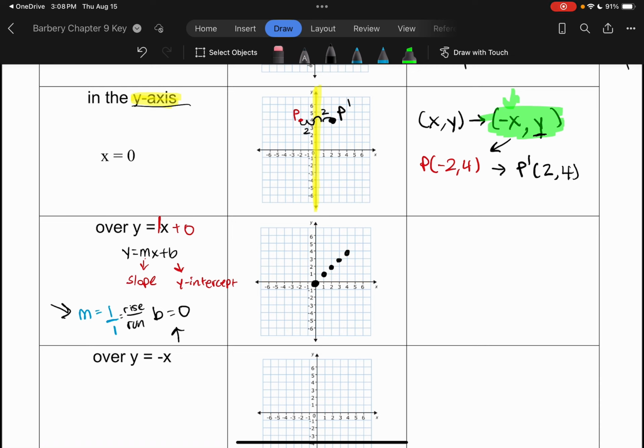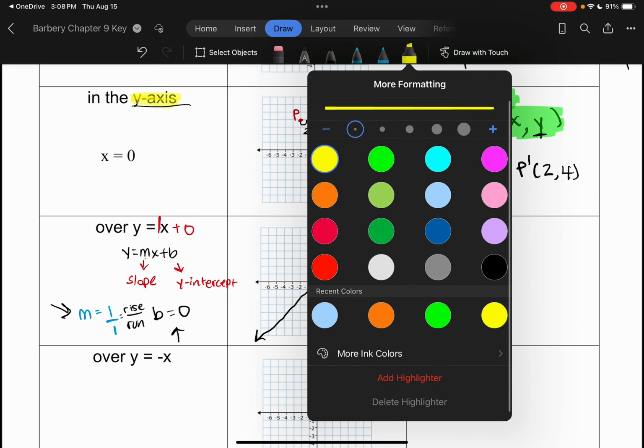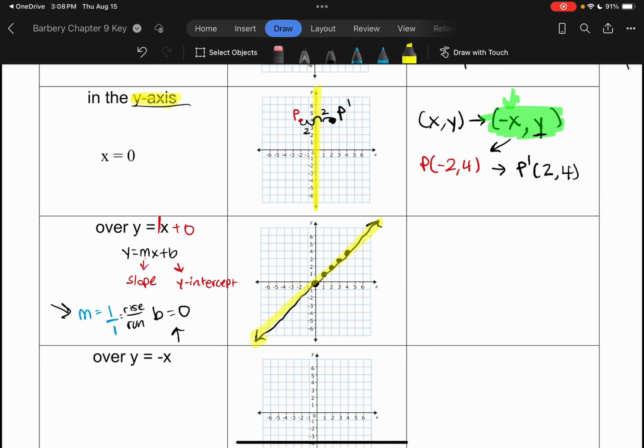What we're going to do now is connect them with a straight line. You can use your ruler to draw a straight line a little bit better than mine, but there is the line y equals x. So that is our line of reflection. So that's our line y equals x.